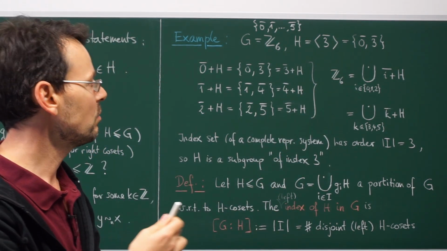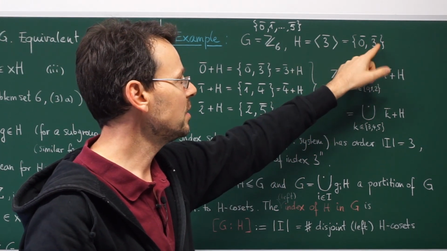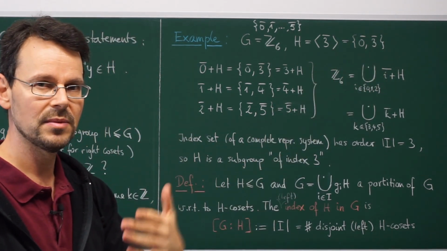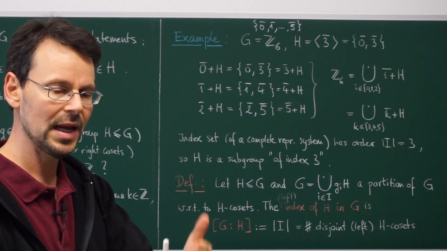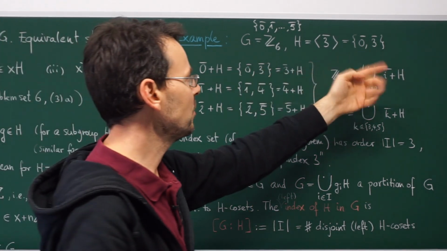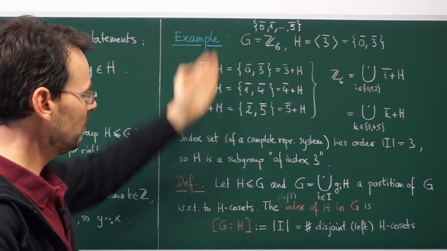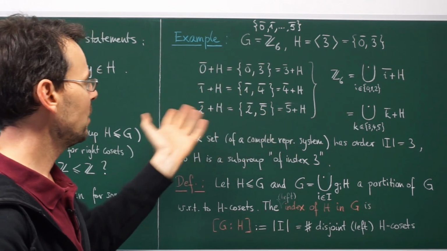0 times 3 bar is 0 bar. 1 times 3 bar is 3 bar. 2 times 3 bar is 3 bar plus 3 bar, is 6 bar, is again 0 bar. So this subgroup consists of 2 elements. And now we, by brute force, write down all the left cosets.